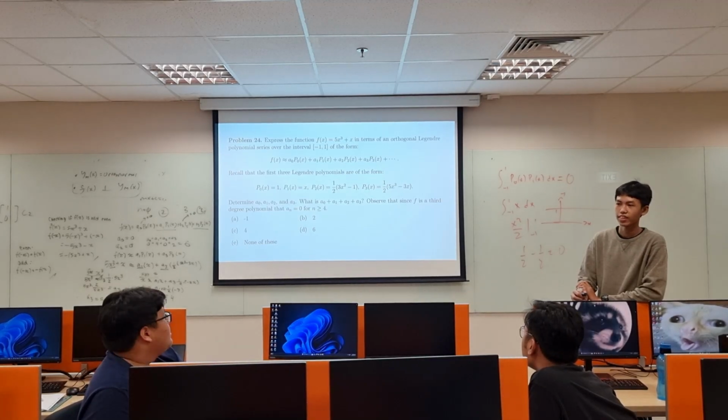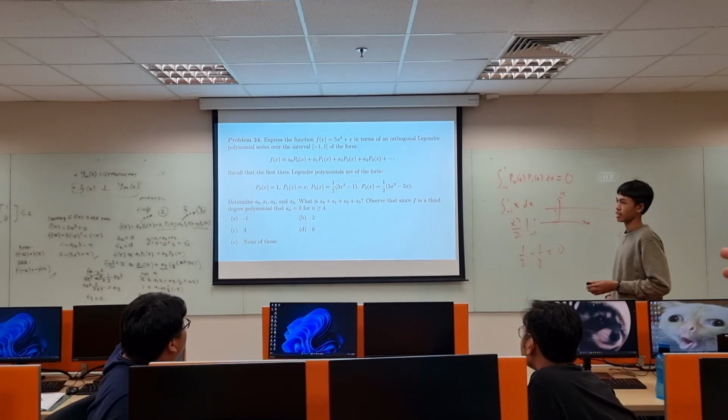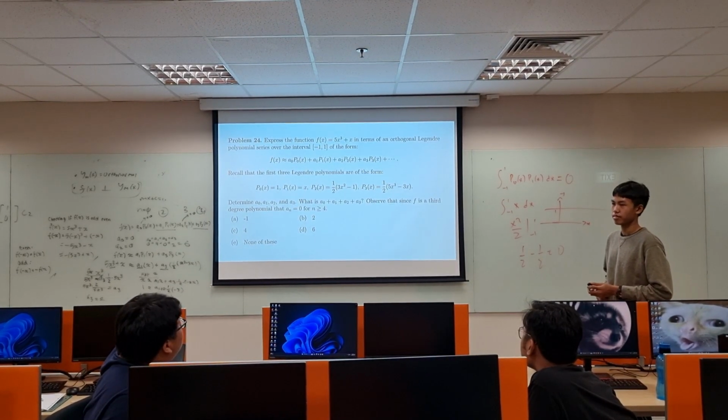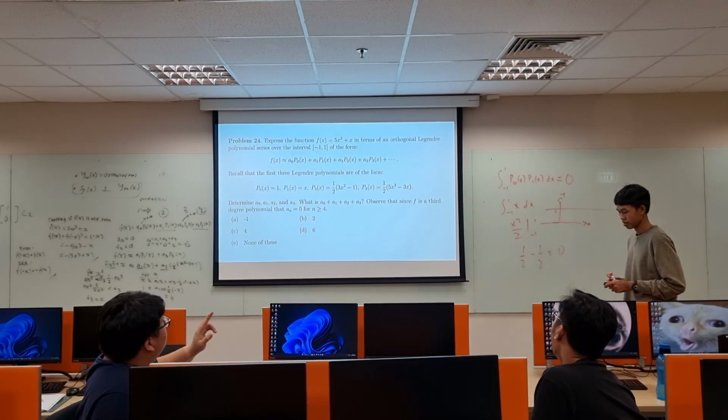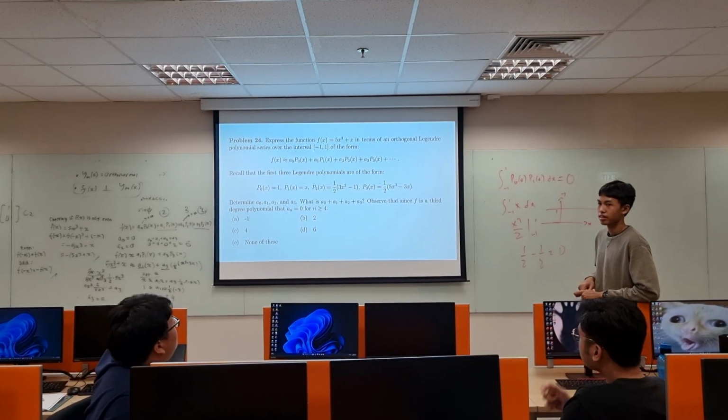Oh, I see. For this case, because these are the Legendre orthogonal series, P0 and P2 are both even, right? You multiply, it becomes even. But when you integrate, the result has to be 0 because they are orthogonal.